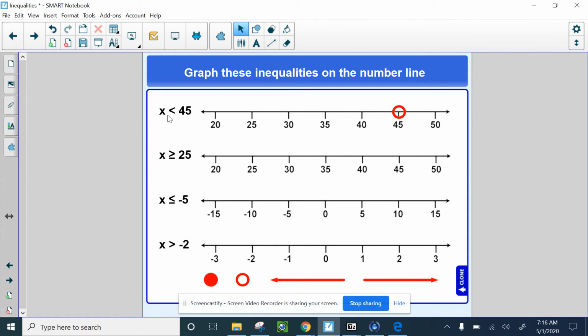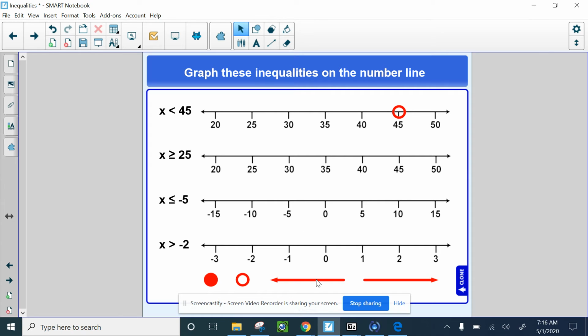Now, x has to be less than 45. So what I'm going to do is test out some numbers near my circle and figure out which one works. So I'm going to look at 40 and 50. If I substitute in 50 for x, is 50 less than 45? No, it is not. So I do not want my arrow going towards the right. However, is 40 less than 45?